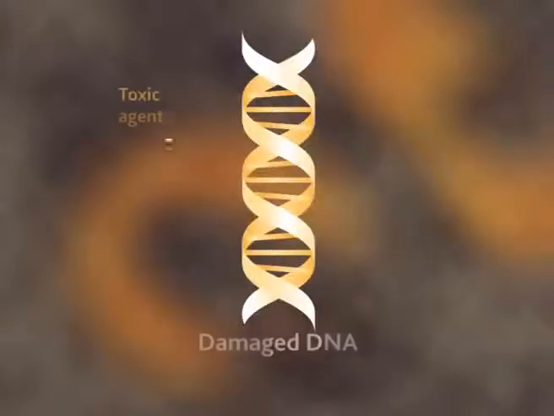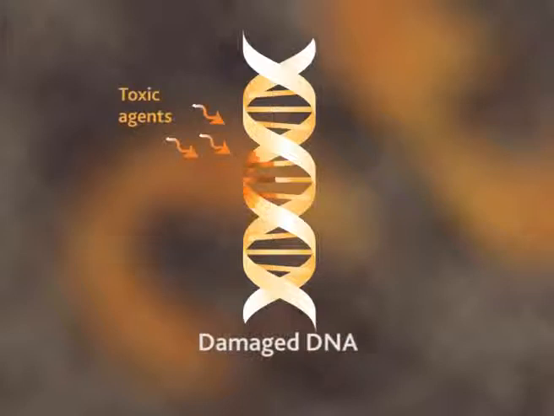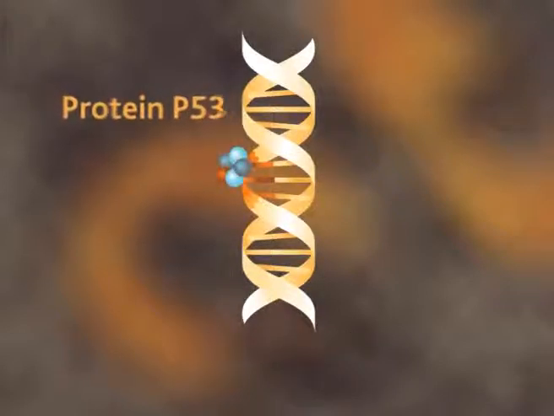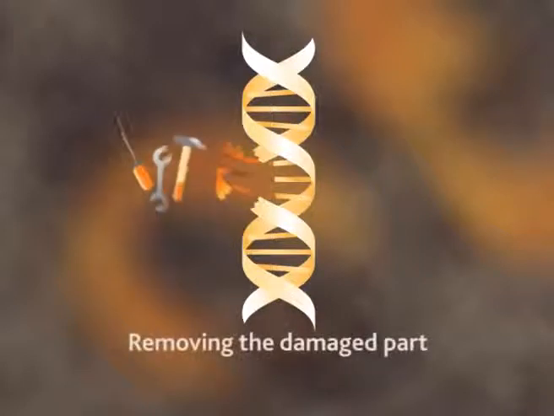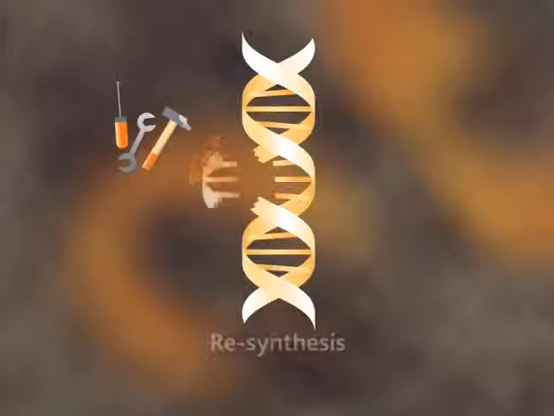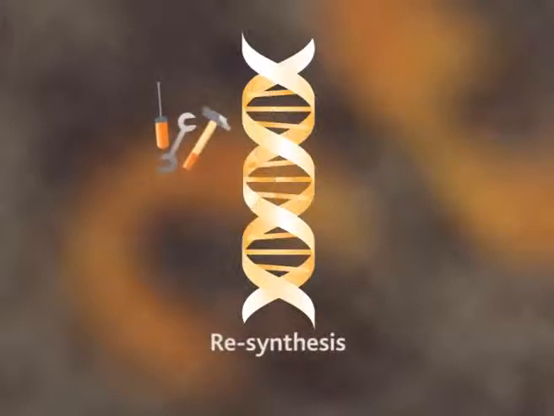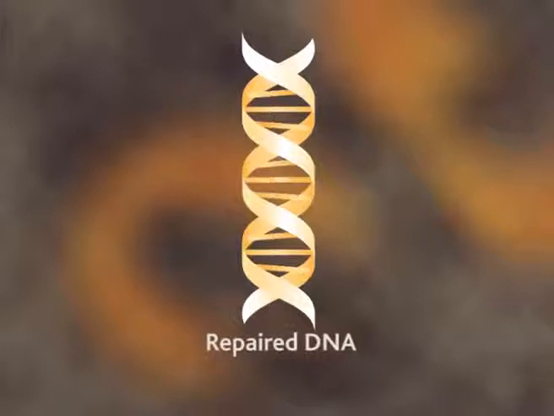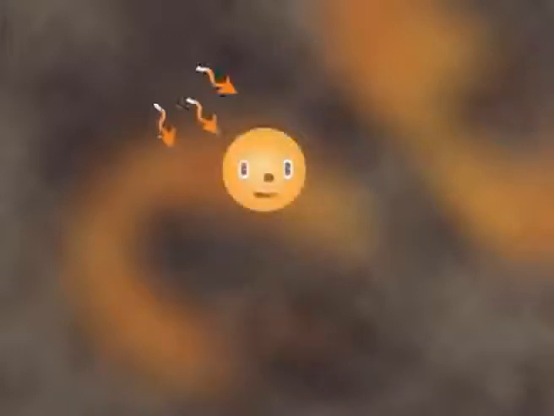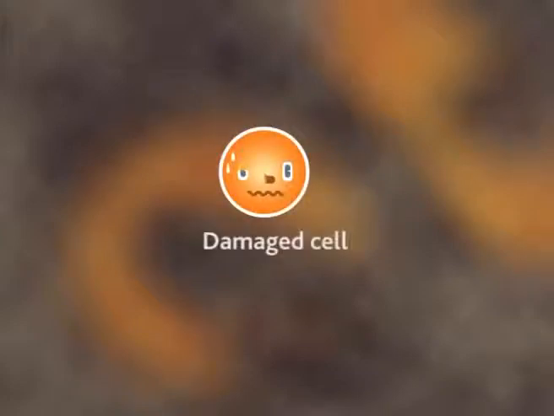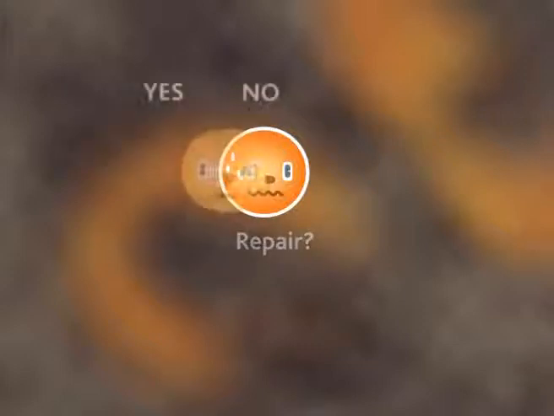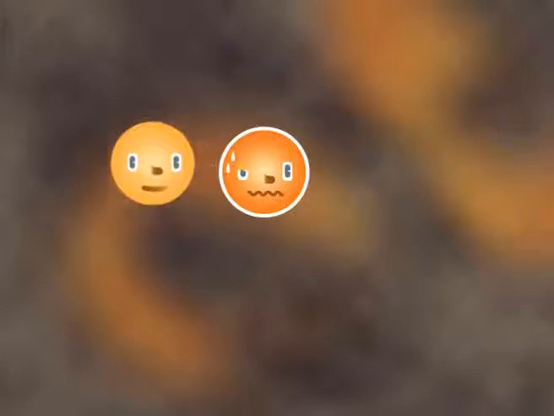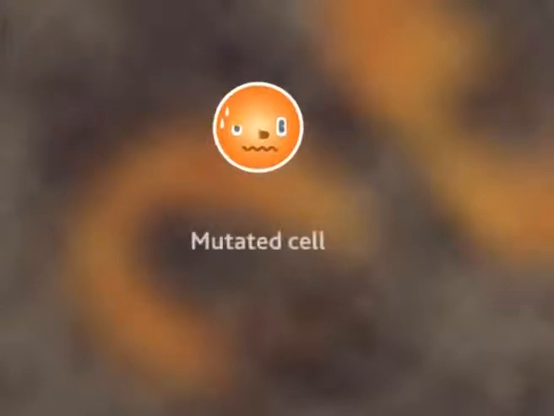Luckily, the cell has been provided with extremely efficient repair systems. So, there is a repair system which starts operating when DNA is damaged. In most cases, the repair works, but sometimes errors in the genetic code persist. These are referred to as mutations.